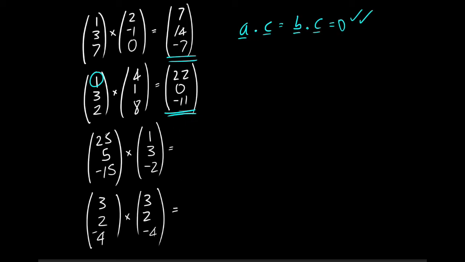But maybe I don't need to do that. I can just take the common factor of 5 out of the first vector, which we're calling vector A. So that's just 5, 1, minus 3. And then I go ahead and write vector B, which can't be simplified, is just 1, 3, minus 2.